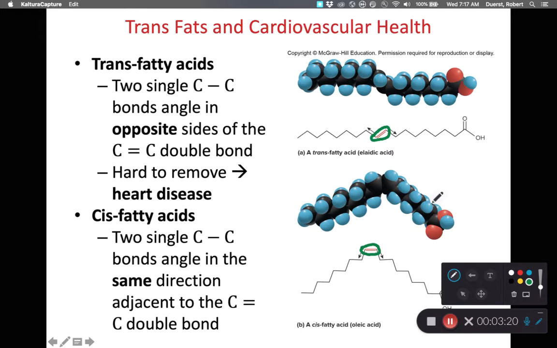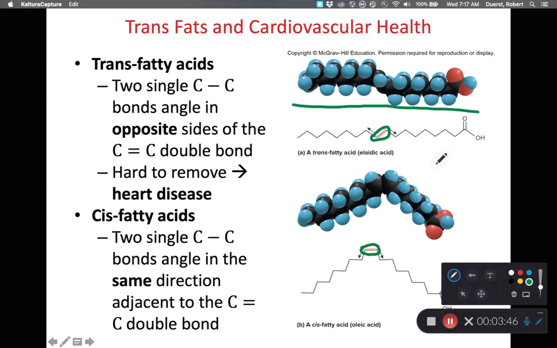Trans fats are going to have the carbons on opposite sides of the carbon-carbon double bond, and they will typically have a more linear orientation to their structure. One of the things about trans fats that's notable is that they are chemically at a lower energy state, so they're more stable and harder to remove.